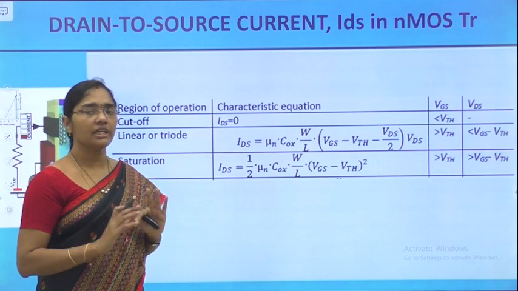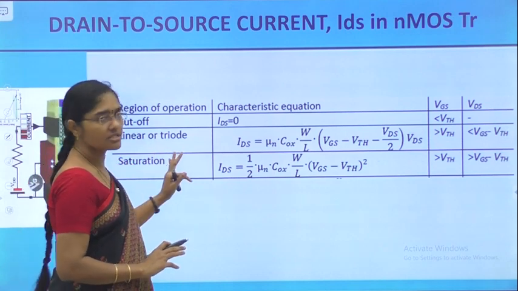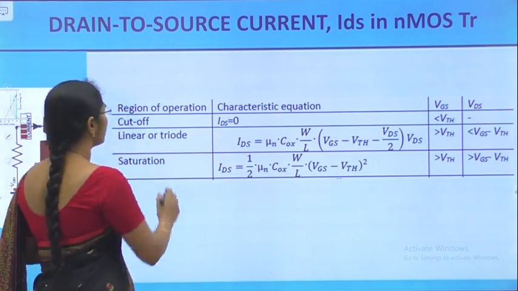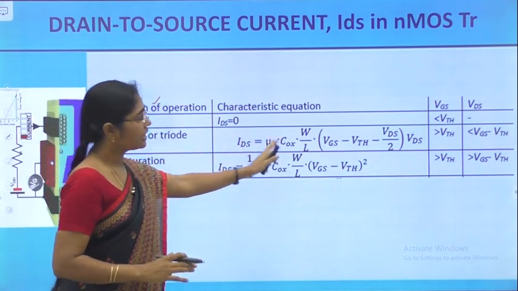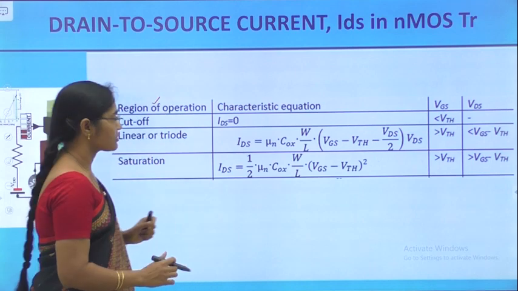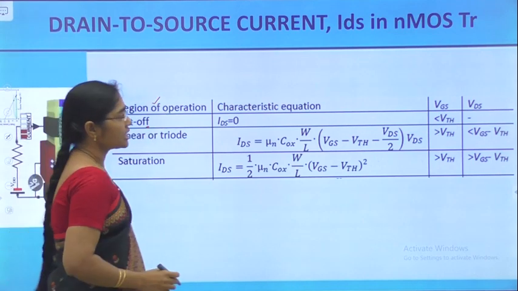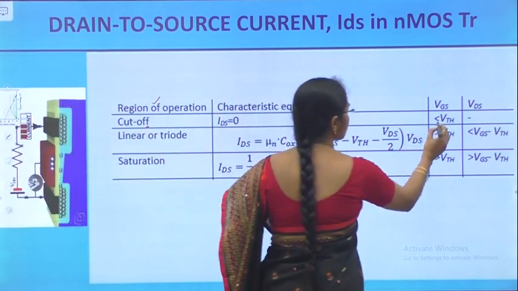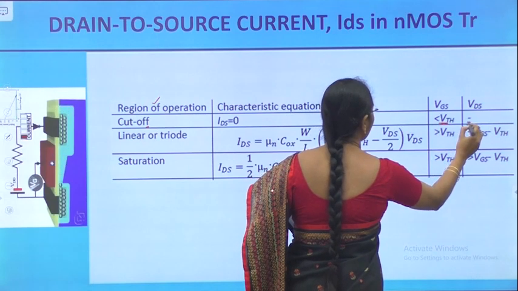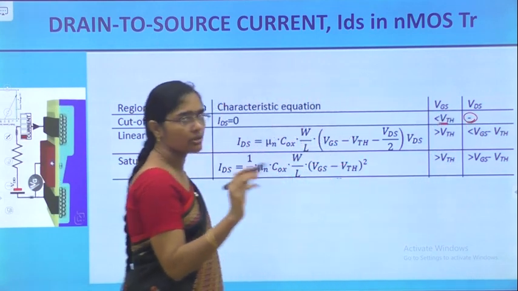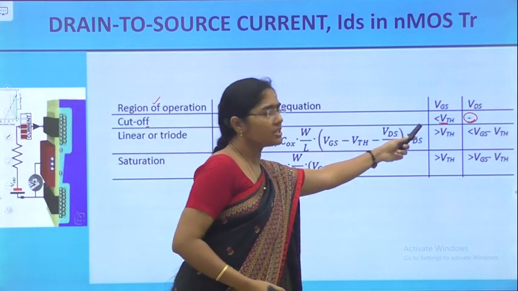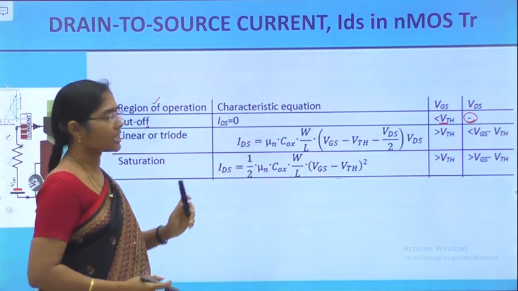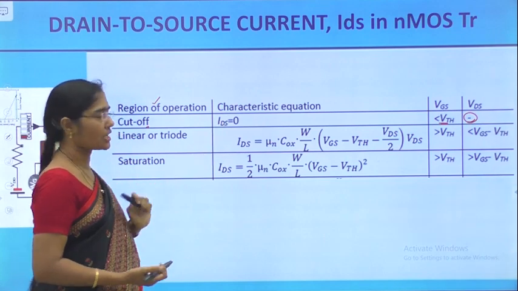Let's summarize the equation part for the nMOS transistor of the enhancement type: region of operation, then the characteristic equation of the current, and the VGS and VDS values. Cutoff region, what are the conditions? We know already. VGS is less than VTH. There is no VDS, or even though there is VDS, because VGS is less than VTH, the current is 0 because of the absence of the channel.